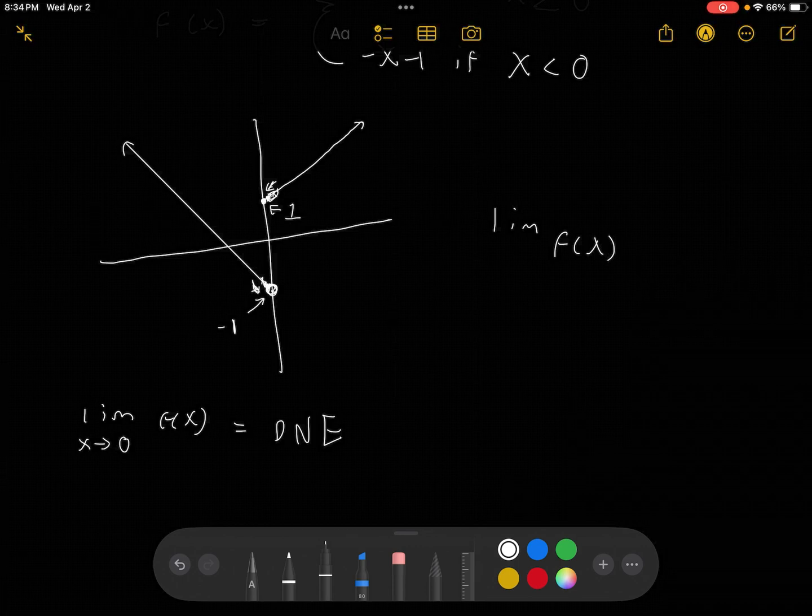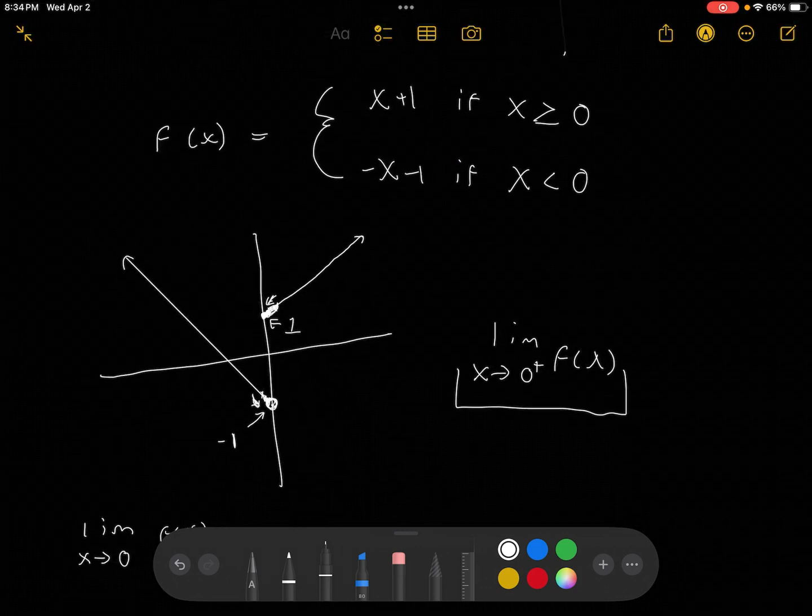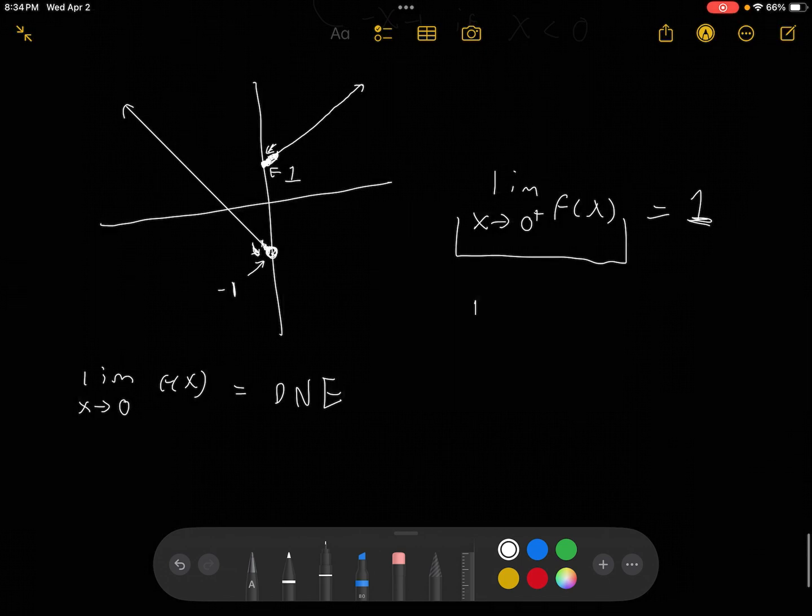So we can write a side limit like this: limit f of x, x approaches 0 plus. So what this is saying is, as you take x values that are getting closer and closer to 0 but stay above 0, what is the value of the function approaching? And in this example right here, we see that this function is approaching 1.